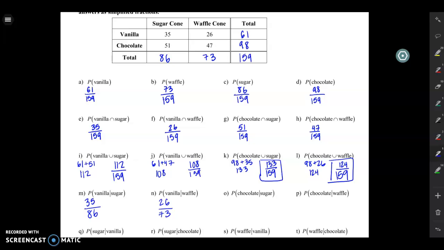All right, let's go ahead and do the next couple. What's the probability of ordering chocolate given that you ordered a sugar cone? First you want to look at everyone that ordered a sugar cone. So the total number of people with the sugar cone would be 86. And then the number of people that ordered chocolate in a sugar cone was 51. And then a similar question, probability of getting chocolate given that you've ordered a waffle cone. That one we're going to look at the total number of waffle cones, so 73, and the total number of chocolates in the waffle cone category, so 47.